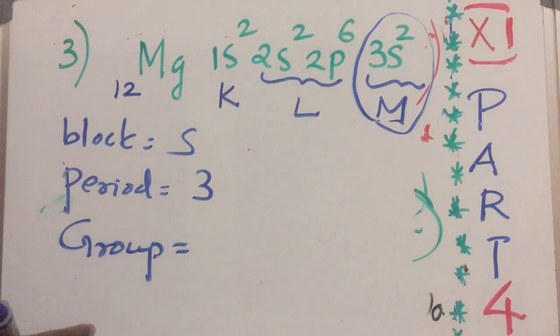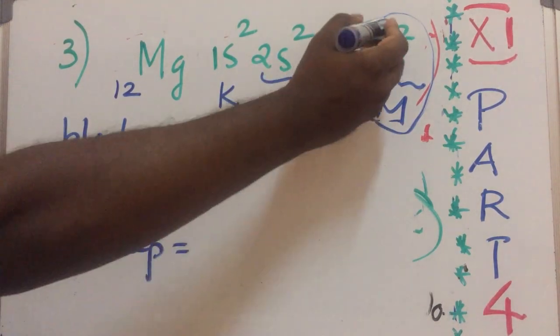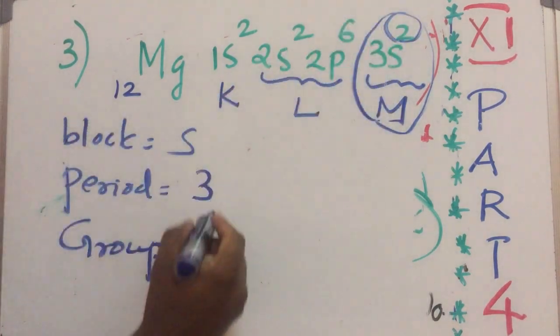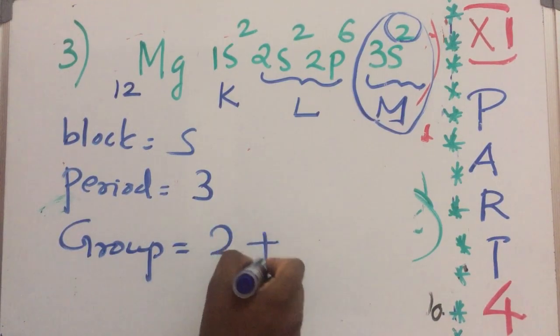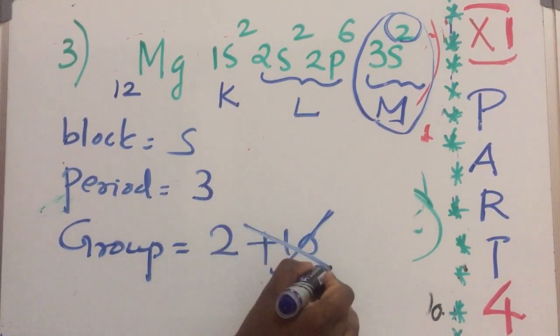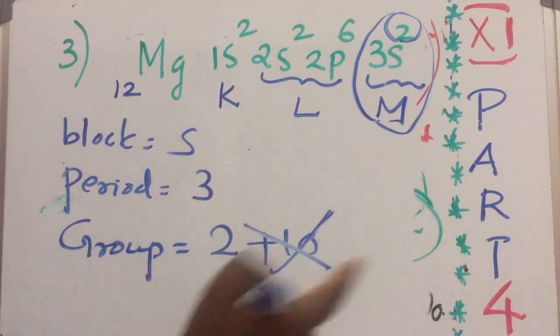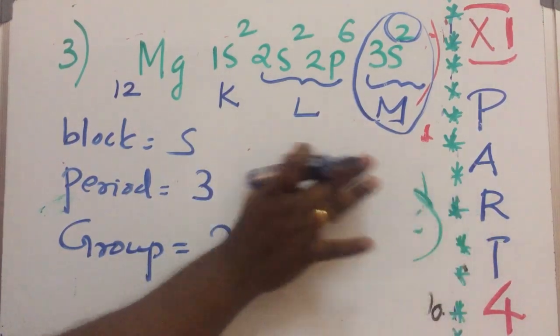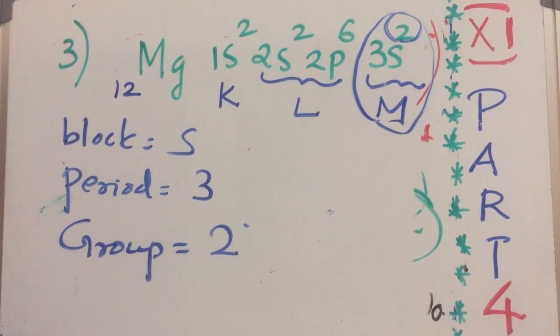Group. The element is from s block, so don't add 10. What is the group number here? Number of electrons in the valence shell. How many electrons? 2. And here you don't add 10. 10 is added only for P block elements. So what is the group number? 2. So magnesium belongs to second group, third period and s block.